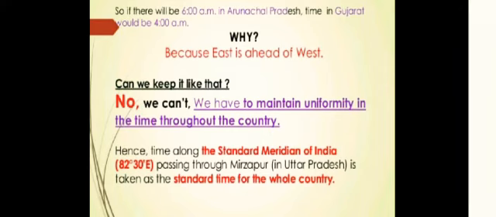Can we keep it like that? No, we can't. We have to maintain uniformity in the time throughout the country. So, in order to maintain uniformity, the standard meridian of India, which is located at 82 degrees 30 minutes east, passing through Mirzapur in Uttar Pradesh, is taken as the standard time for the whole country. So children, this is how we find the difference of 2 hours from west to east.